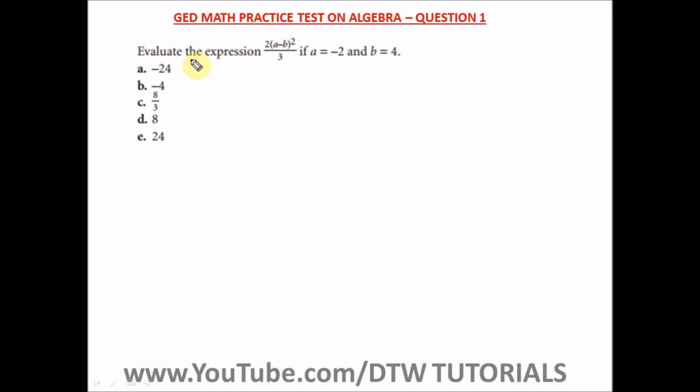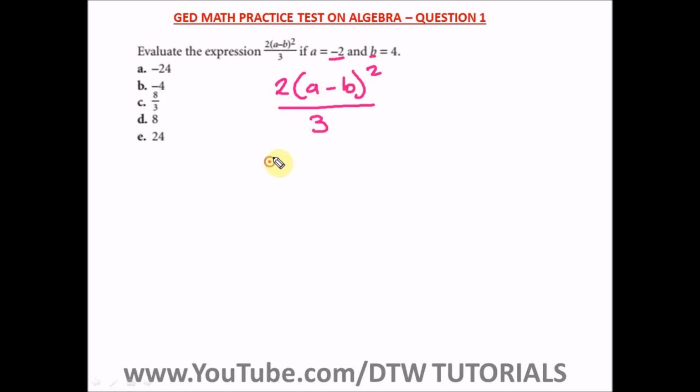Question 1 says evaluate the expression if A is equal to -2 and B is equal to 4. Follow me closely now. This is the algebraic expression here: 2 brackets A minus B all squared, then divided by 3. We're meant to put the value of A as -2 and also the value of B as 4 into the equation.